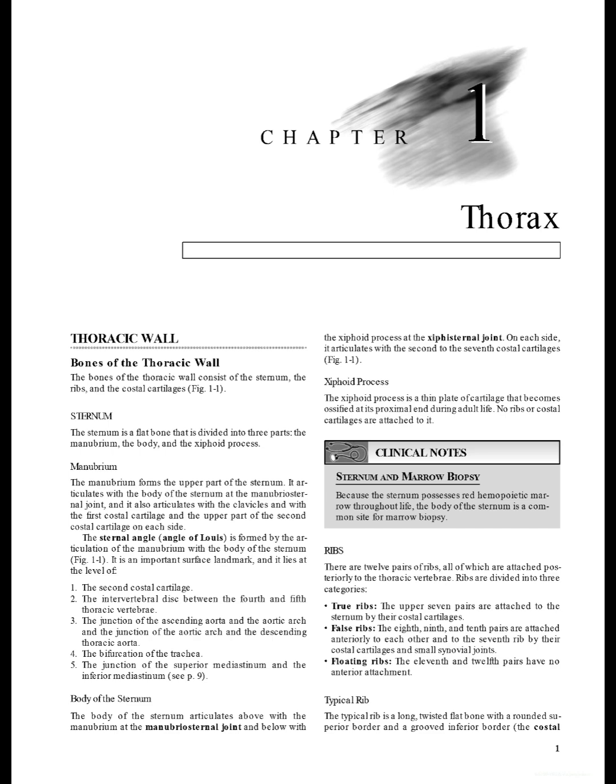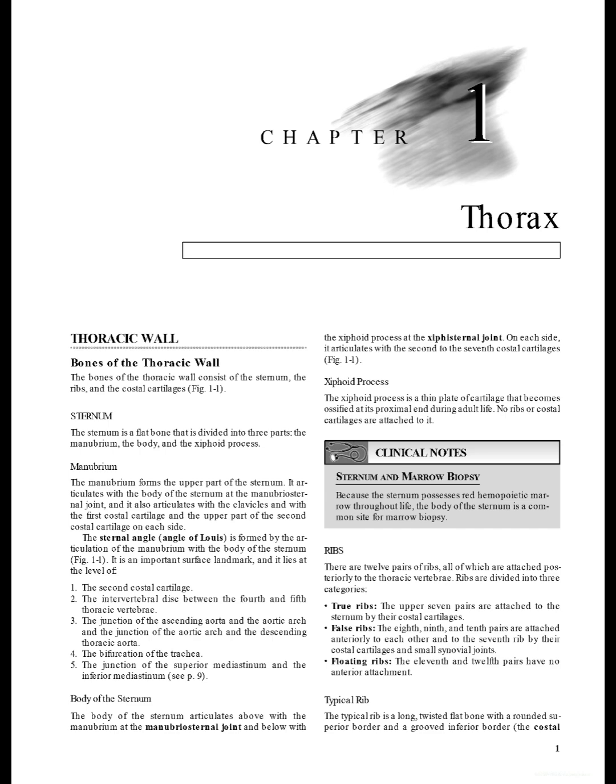Two, body of the sternum. It articulates with the manubrium above, the xiphoid process below, and the second to seventh costal cartilages on each side. Three, xiphoid process. It is a thin plate of cartilage that becomes bone in adulthood. No ribs or costal cartilages are attached to it.